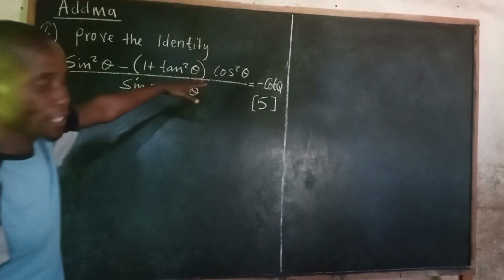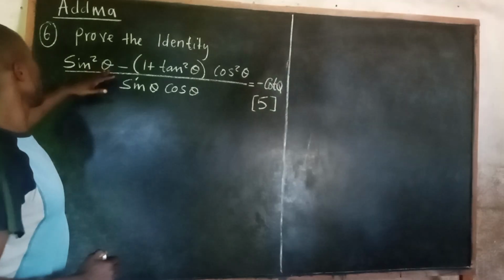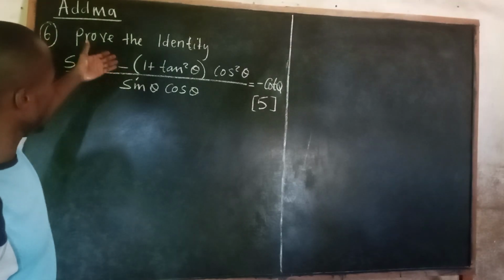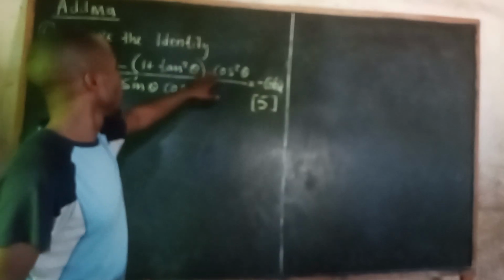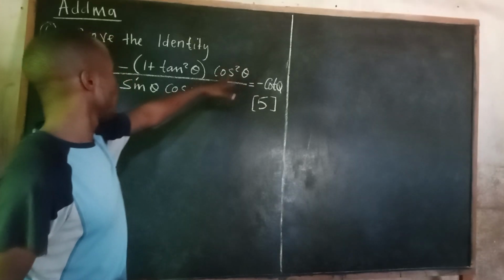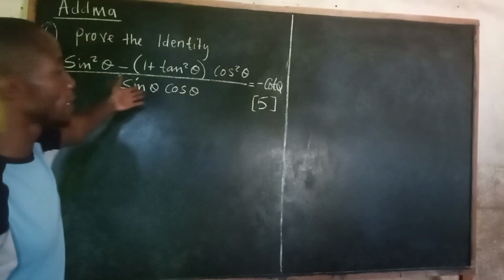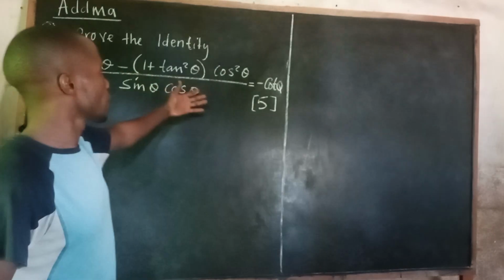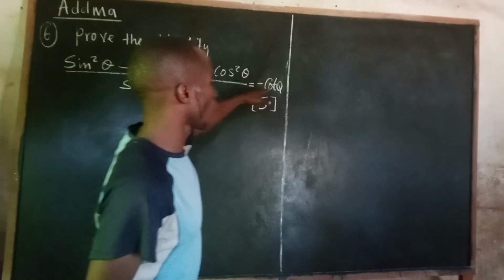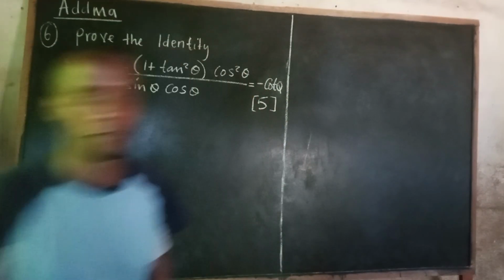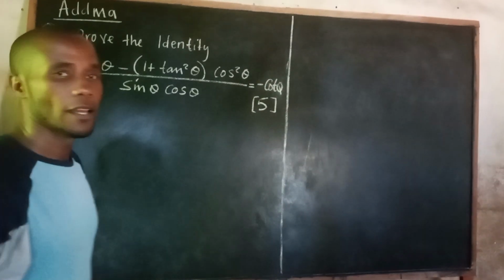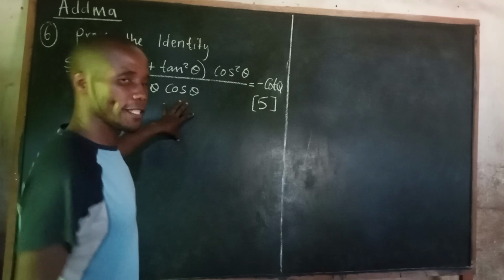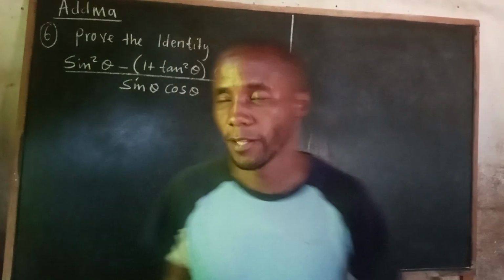Prove the identity: sine theta squared minus open bracket 1 plus tan theta squared close bracket cos theta squared, over sine theta cos theta, is equal to cot theta. And this question carries 5 marks.